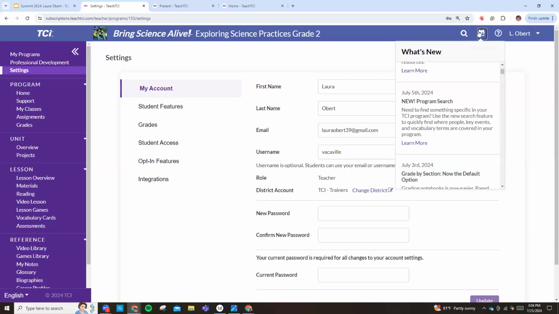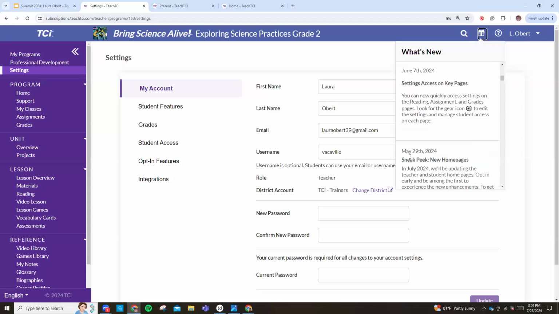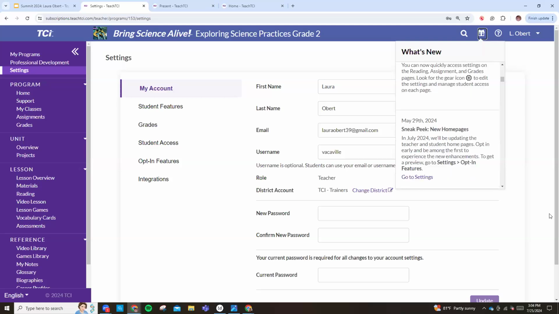So definitely keep on the lookout for this, what's new. And you can go back and see anything that we've added in the past. You can go back in and see that as well. Thank you. Absolutely. It's a great question.